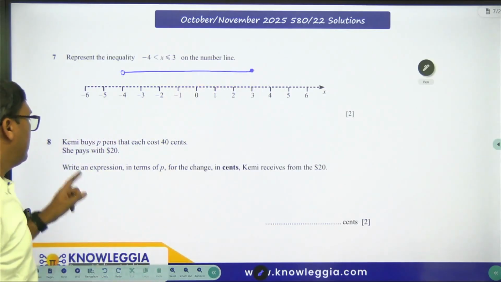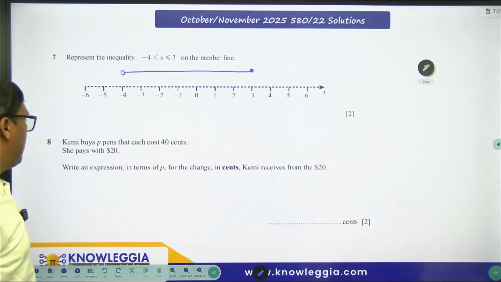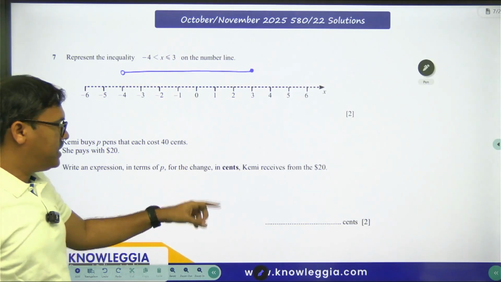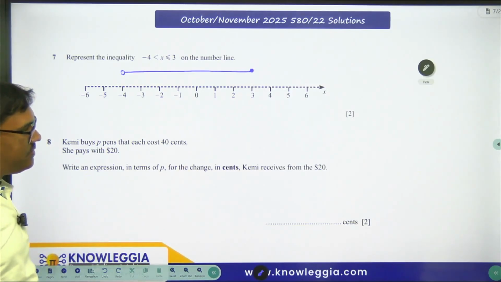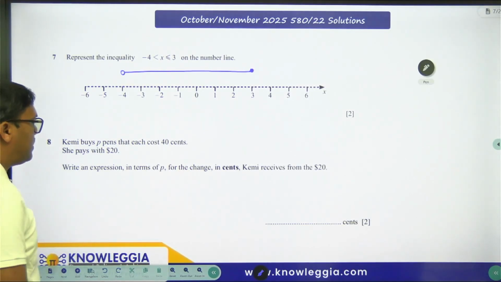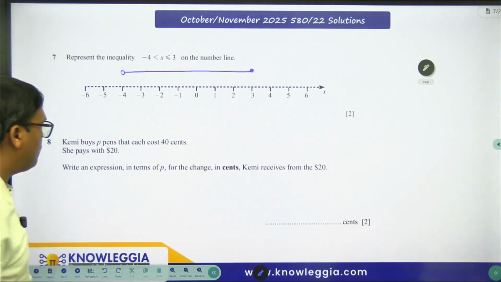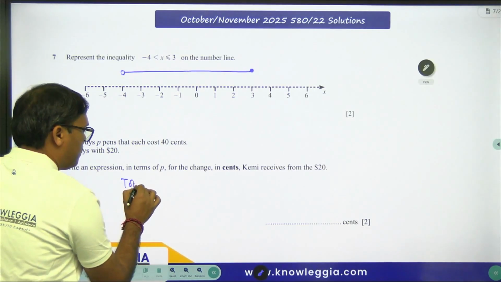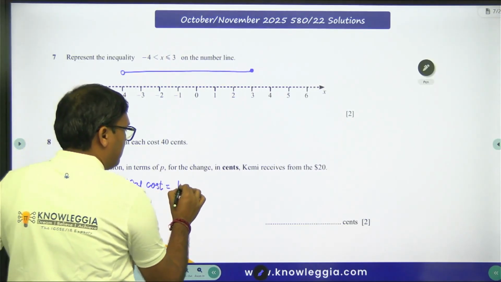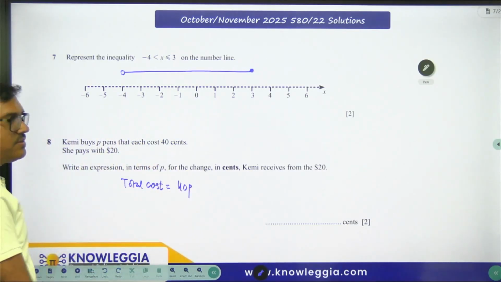Okay. Kamy buys P pens that each cost 40 cents and she pays $20. Write an expression in terms of P for the change in cents Kamy receives from $20. Okay. So what is the total cost? You have to write the answer in cents. So the total cost will be equal to 40 cents into P. Correct? Because each pen is 40 cents.